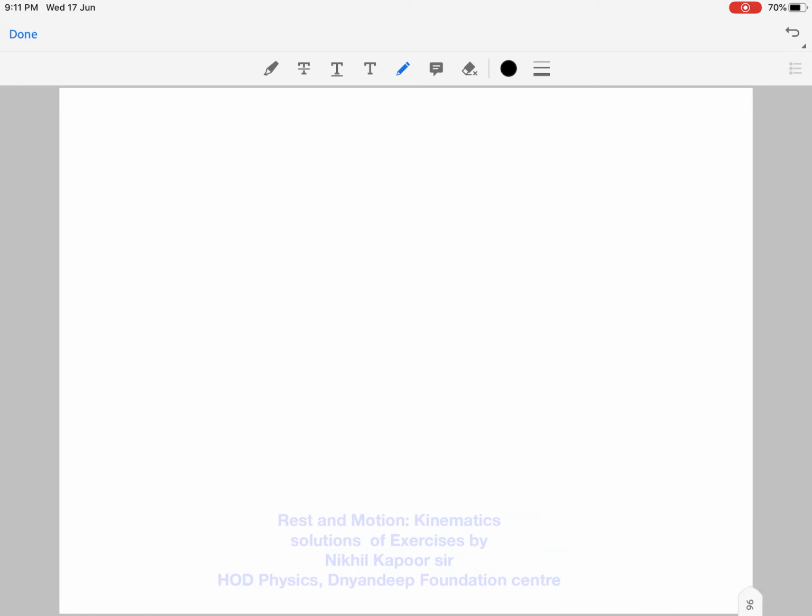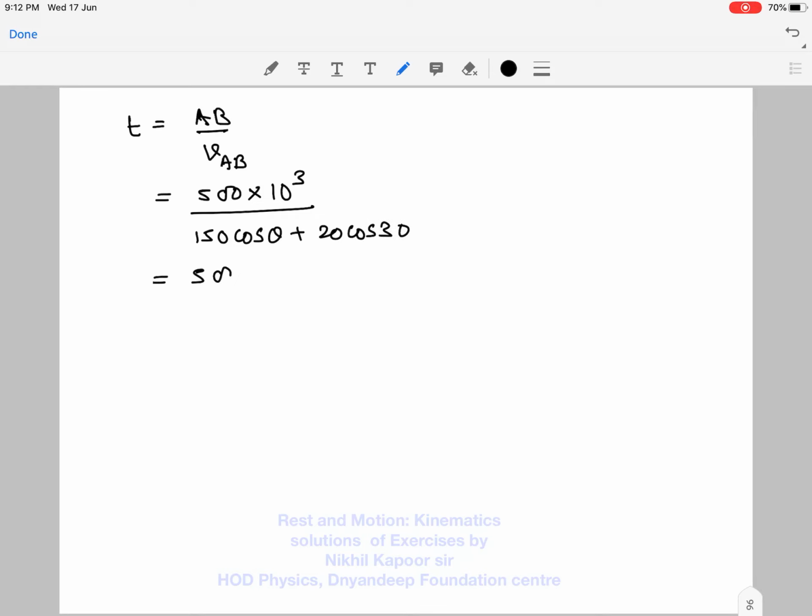So in order to go from A to B, time taken will be equal to distance AB upon the speed along AB. So distance AB is 500 kilometer, which I will convert into meter, divided by the speed along AB, which is 150 cos theta plus 20 cos 30. So it will be 500 into 10 to the power 3 upon 150. We have already calculated cos theta as root of 224 upon 225, plus 20 cos 30, which is root 3 by 2.